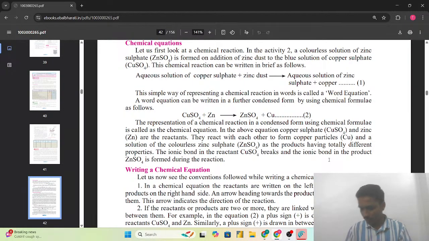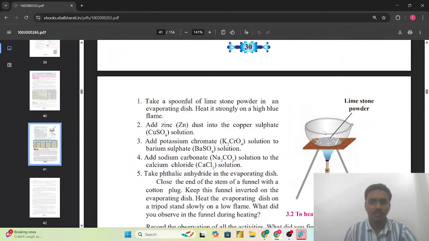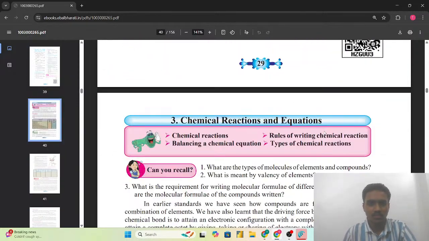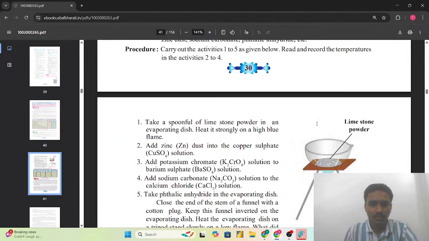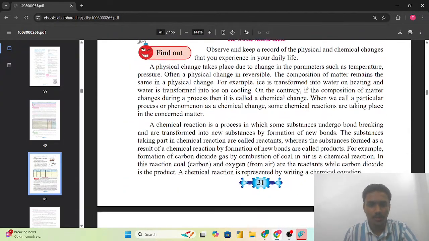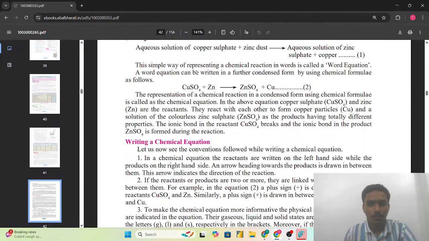तो चलिए शुरू करते हैं आगे का पार्ट, जो कि हम पढ़ रहे थे। चैप्टर नंबर 3 क्लास 10 का, जिसका नाम था केमिकल रिएक्शंस एंड इक्वेशंस। तो अब तक हमने देख लिया था कुछ एक्सपेरिमेंट्स एंड ऑल। Also we have studied about the chemical reaction, that is CuSO4 plus Zn gives ZnSO4 plus Cu.